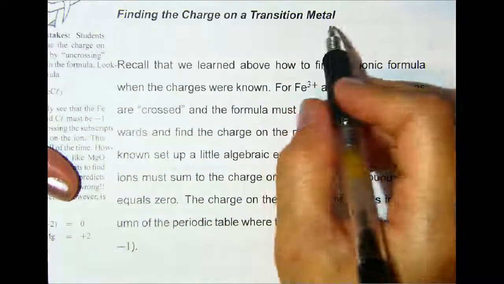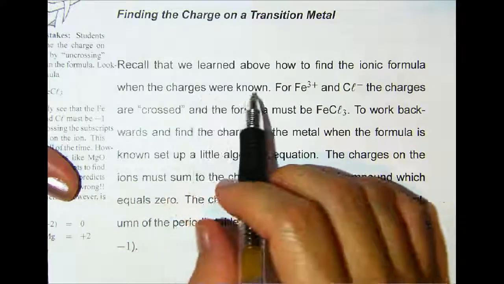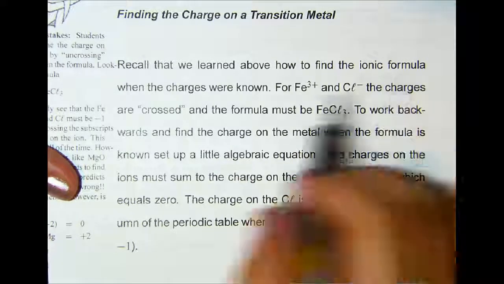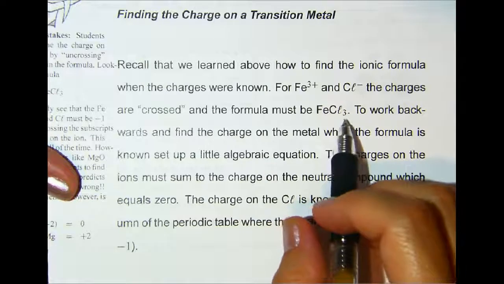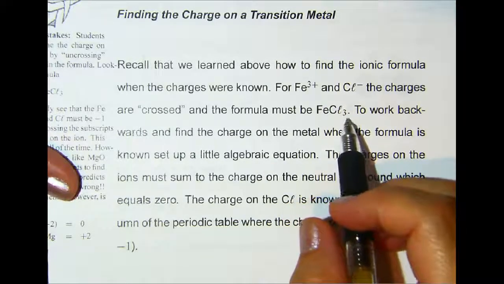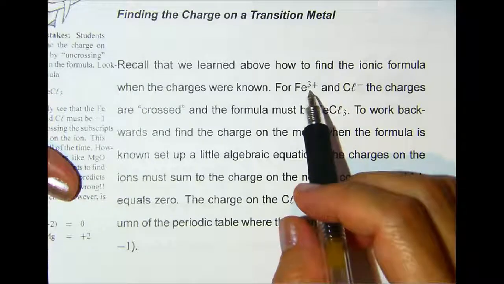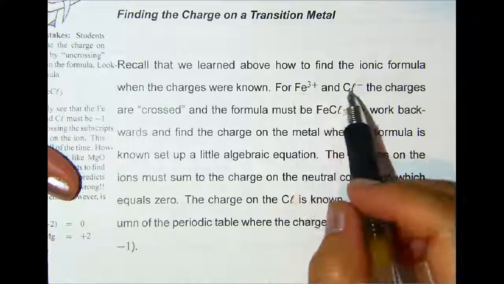Finding the charge on a transition metal. Recall that we learned above how to find the ionic formula when the charges were known. For Fe3+ and chloride -1, the charges are crisscrossed, and the formula must be FeCl3. And if you go with the way that I taught you, I don't teach you to crisscross. I teach you to balance the charges. If that's a +3 and that's a -1, then we must need 3 chlorides for this to be balanced.